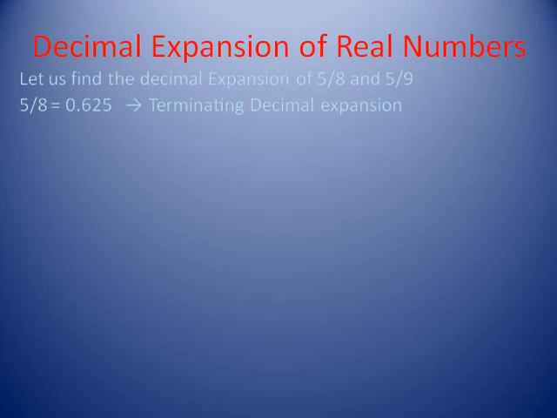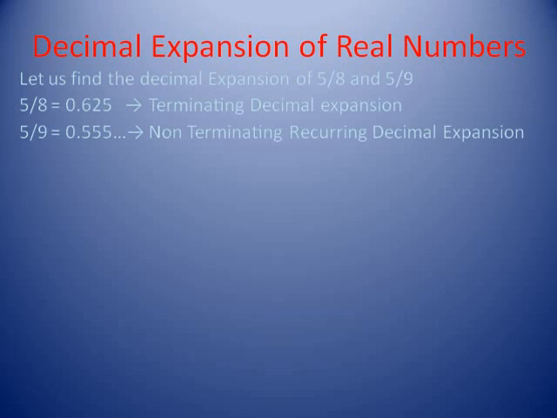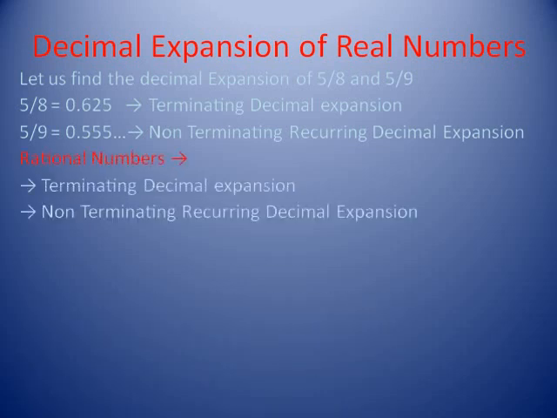And when we divide 5 by 9, the quotient obtained is 0.555, which keeps on repeating. So here we don't find the remainder 0. So we should note that when the remainder is not 0 and the quotient keeps on repeating, such type of decimal expansion is called as non-terminating recurring decimal expansion. Now just note down that terminating decimal expansion and non-terminating recurring decimal expansion can be converted in the form of p by q, so they are called as rational numbers.